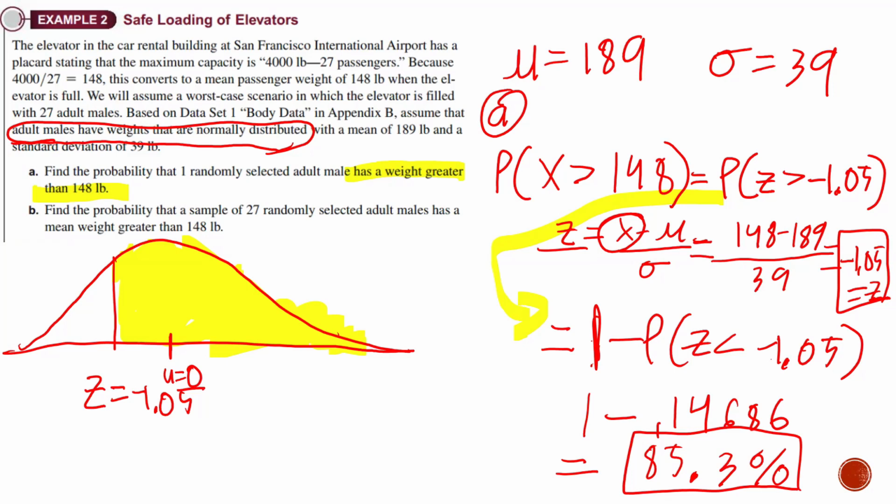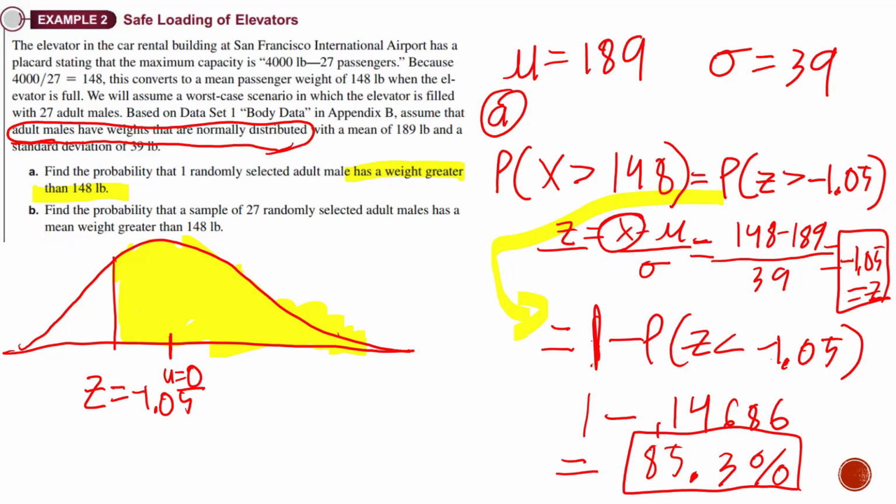Let's try to guess on B. B says, I have a sample of 27 randomly selected people. Now, people going onto an elevator aren't randomly selected. They come off the same plane. Maybe some of them were traveling together. Maybe there's a wrestling convention, so the people there are heavier than average. But let's just ignore that for a little bit. What's going to happen? Is this going to have a smaller probability or a greater probability?